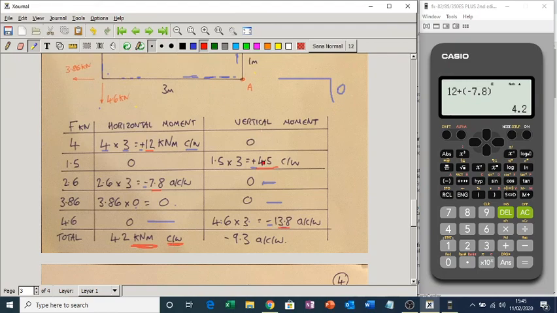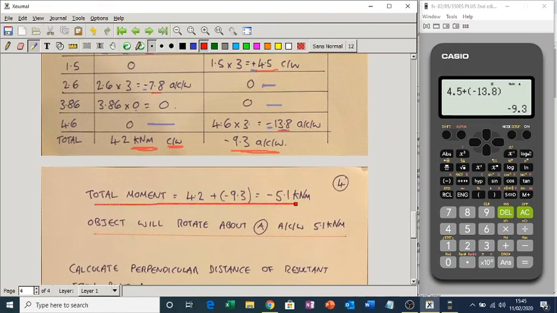So the vertical one now is going the other way, it's fighting the horizontal, so we'll add 4.5 plus the minus 13.8, which is minus 9.3. The minus just means it's going anti-clockwise. So the vertical moment is anti-clockwise 9.3. That's the moment sorted. One last bit, we've got to add up the total moment. So all I'm going to do is add those two together. 4.2 plus minus 9.3 will give me the total moment. This will tell me if it's going anti-clockwise or clockwise.